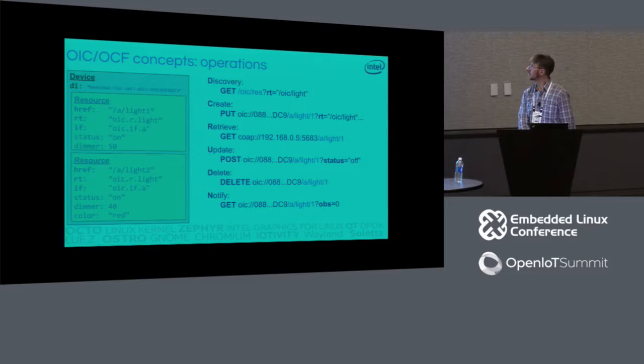A few examples of what operations are possible with OIC. We know the discovery, the create, retrieve, update, delete, notify. That's known as a CRUDN set of operations. And we use RESTful APIs with the given identity and addressing that I've been summarizing on the slide before.